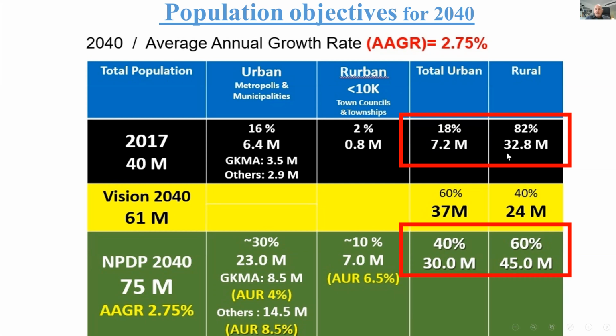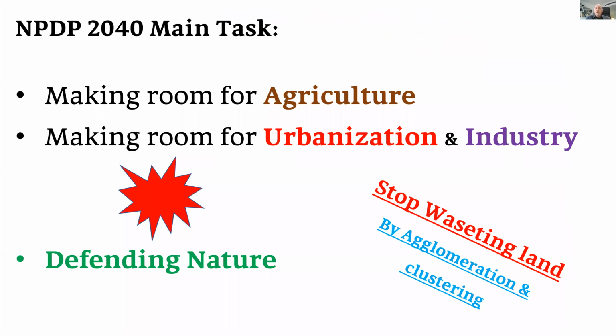Now, if this is the focus for population, the main challenge or the task of the plan, I would say, is to make room for, first of all, agriculture, secondly, urbanization and industry. And this can be done in the framework of the entire ecosystem of the country. And we want to defend the ecosystem and defend nature in many places as much as we can. We have to stop wasting land. And this can be done by, first of all, agglomeration and clustering of settlements and activities.